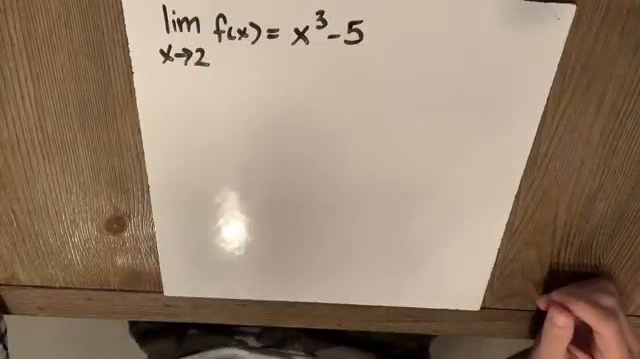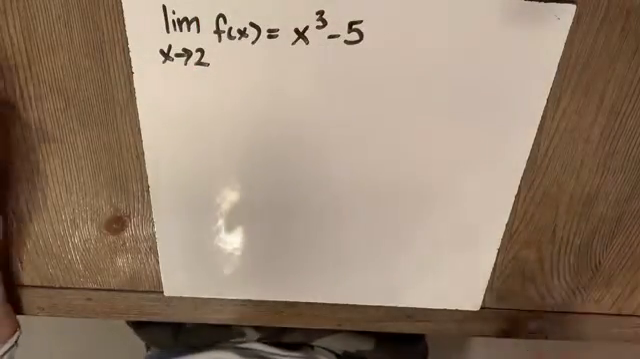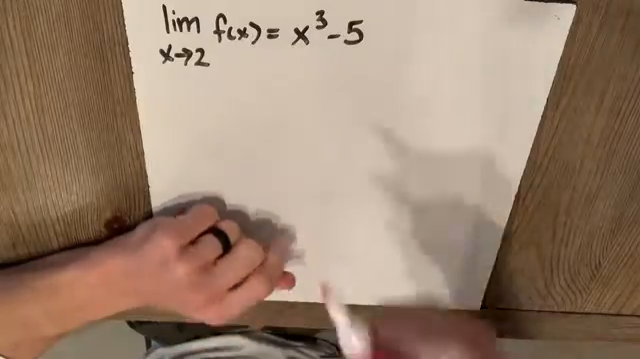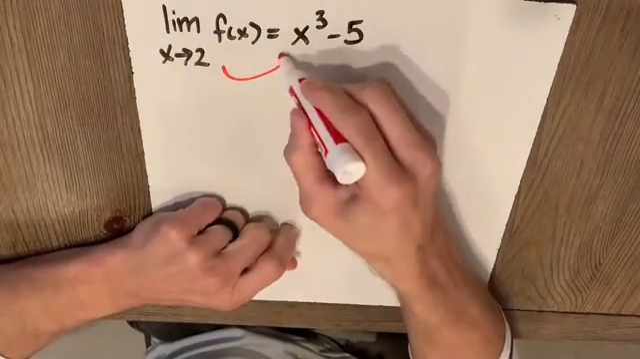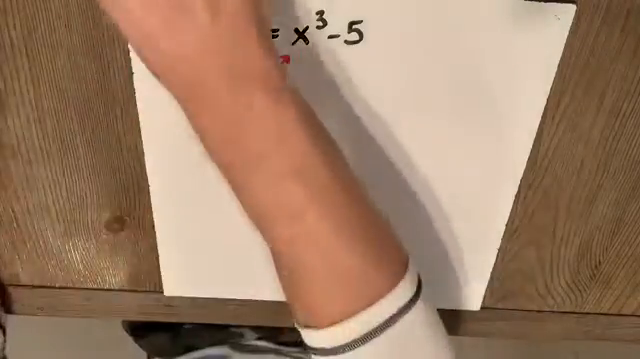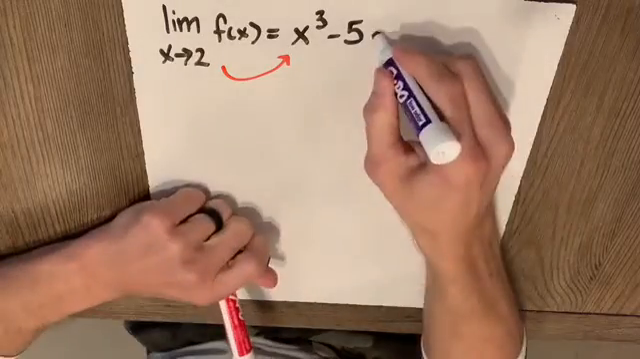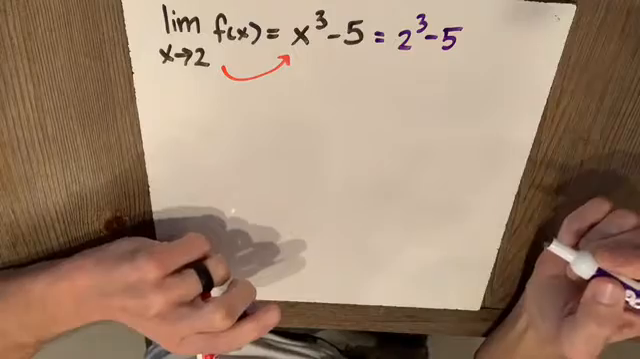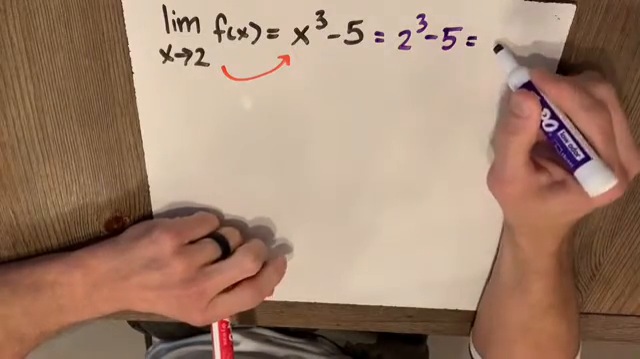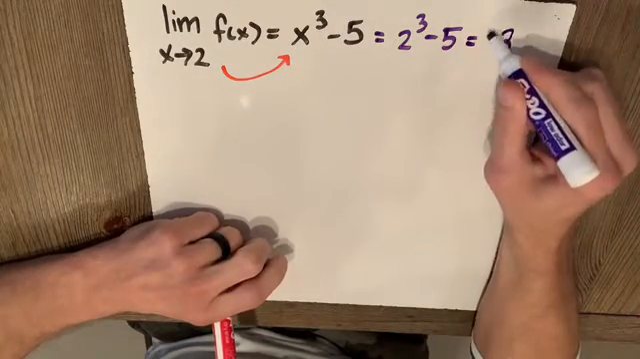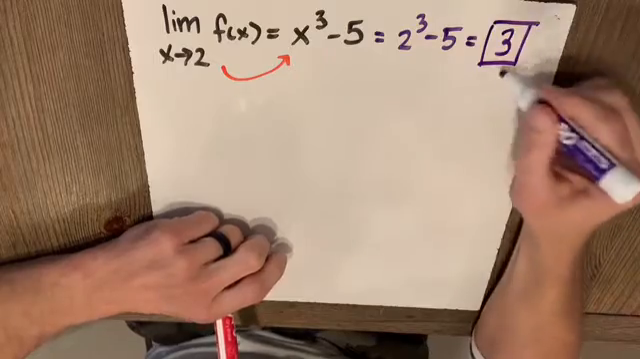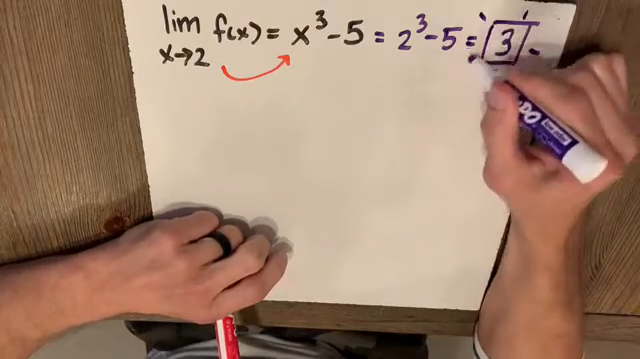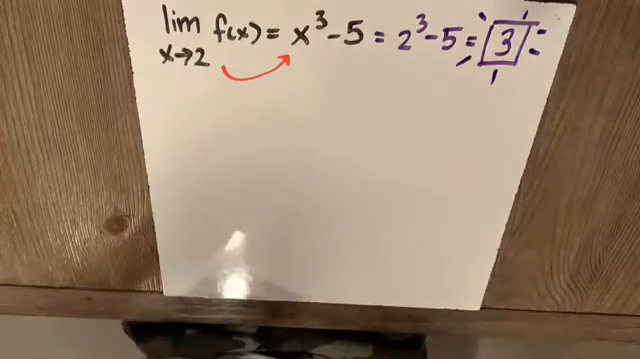If we have the limit as x approaches 2 of the function x cubed minus 5, of course I'm going to use direct substitution. Hopefully that will work. Let's see. 2 cubed minus 5. I have to follow my order of operations, PEMDAS. 2 cubed is 8, minus 5 is 3. So there it is. It worked. I was able to get the limit. The limit is the y value.